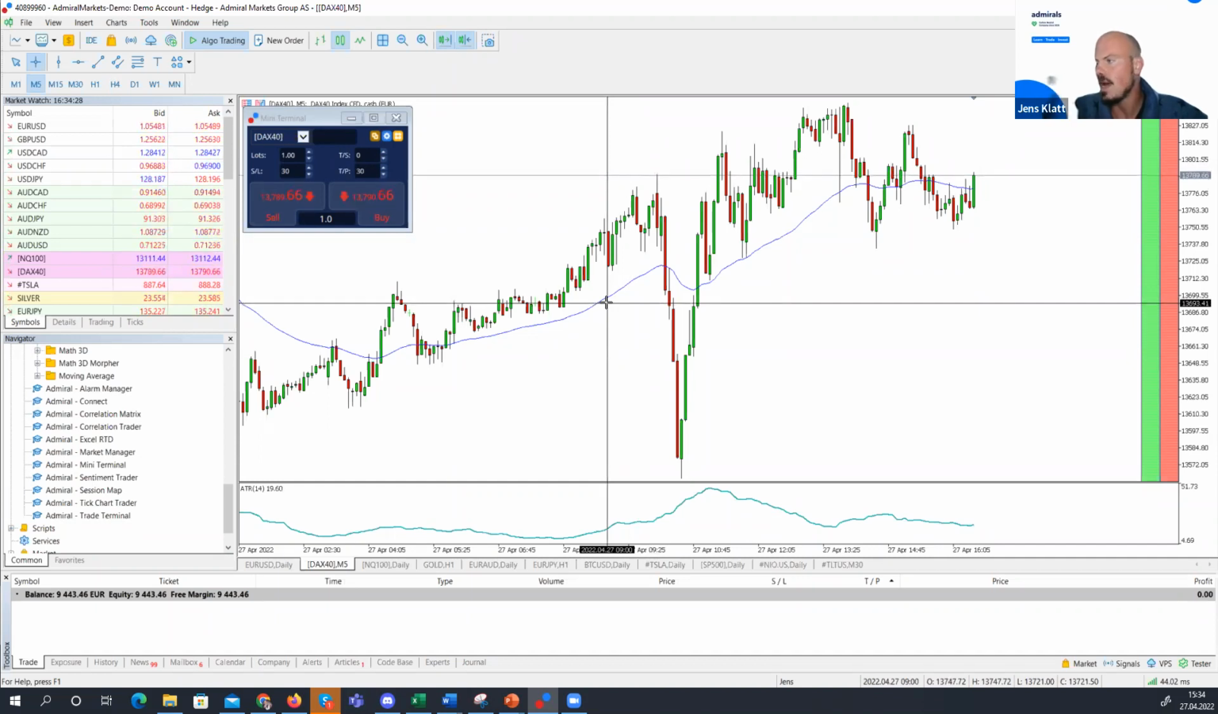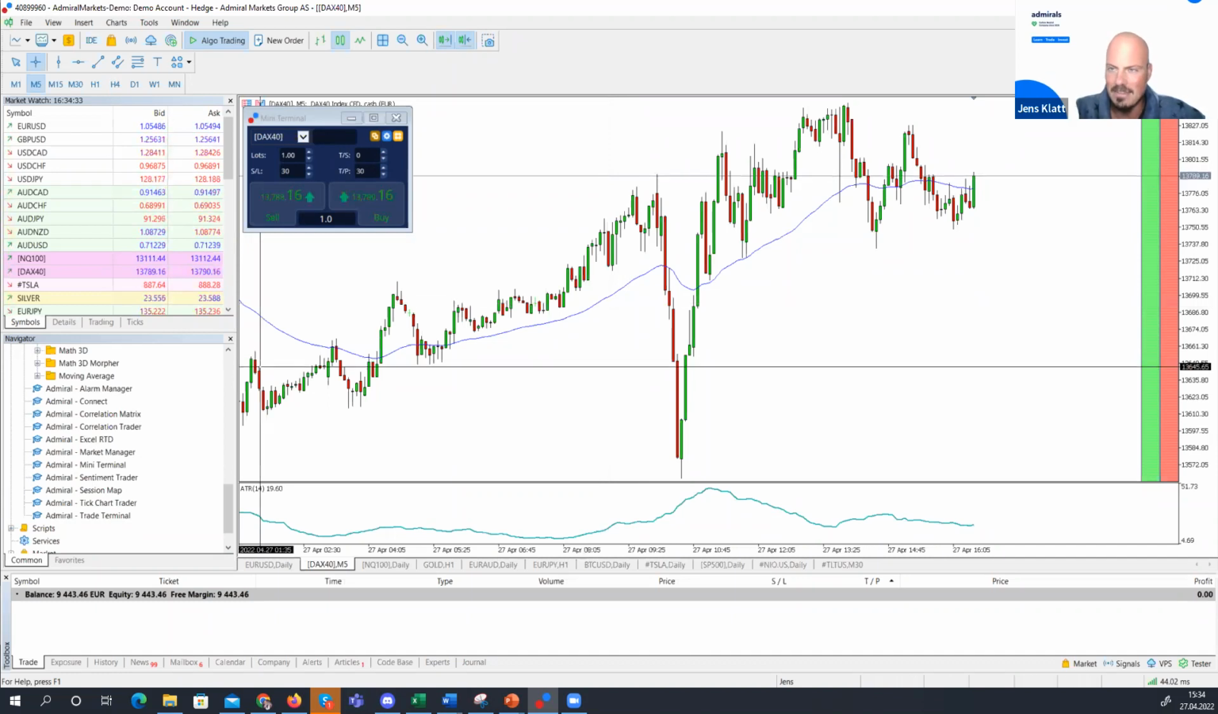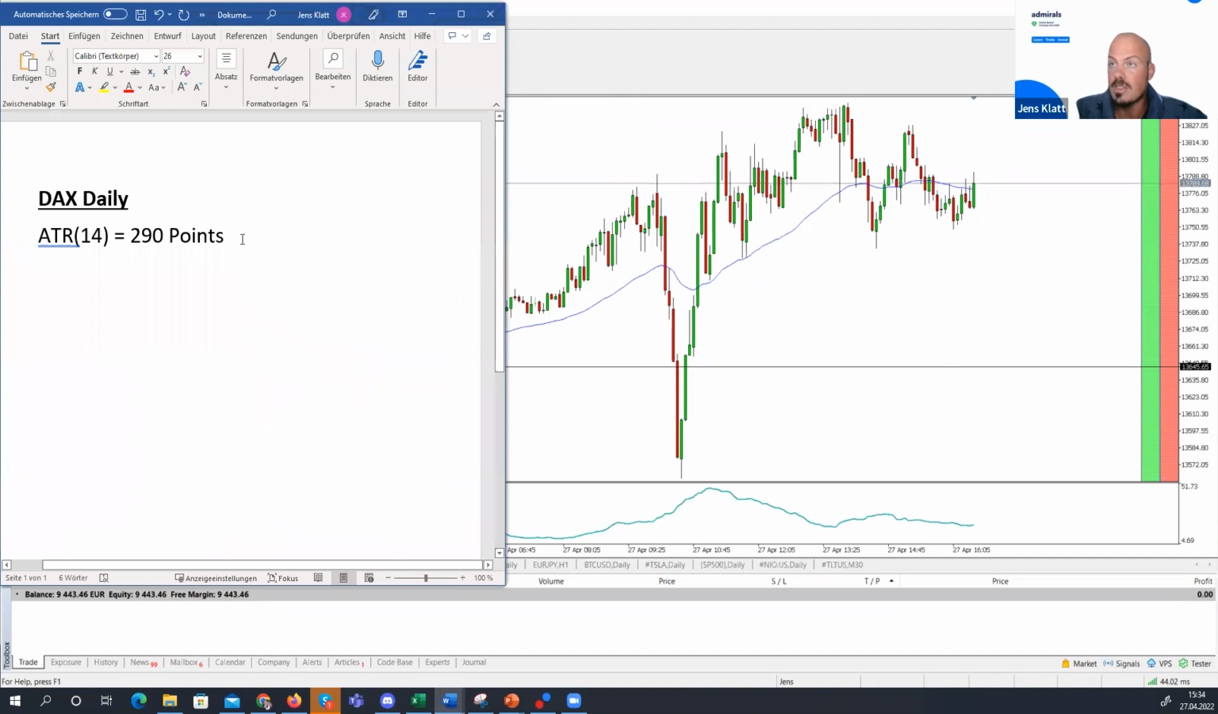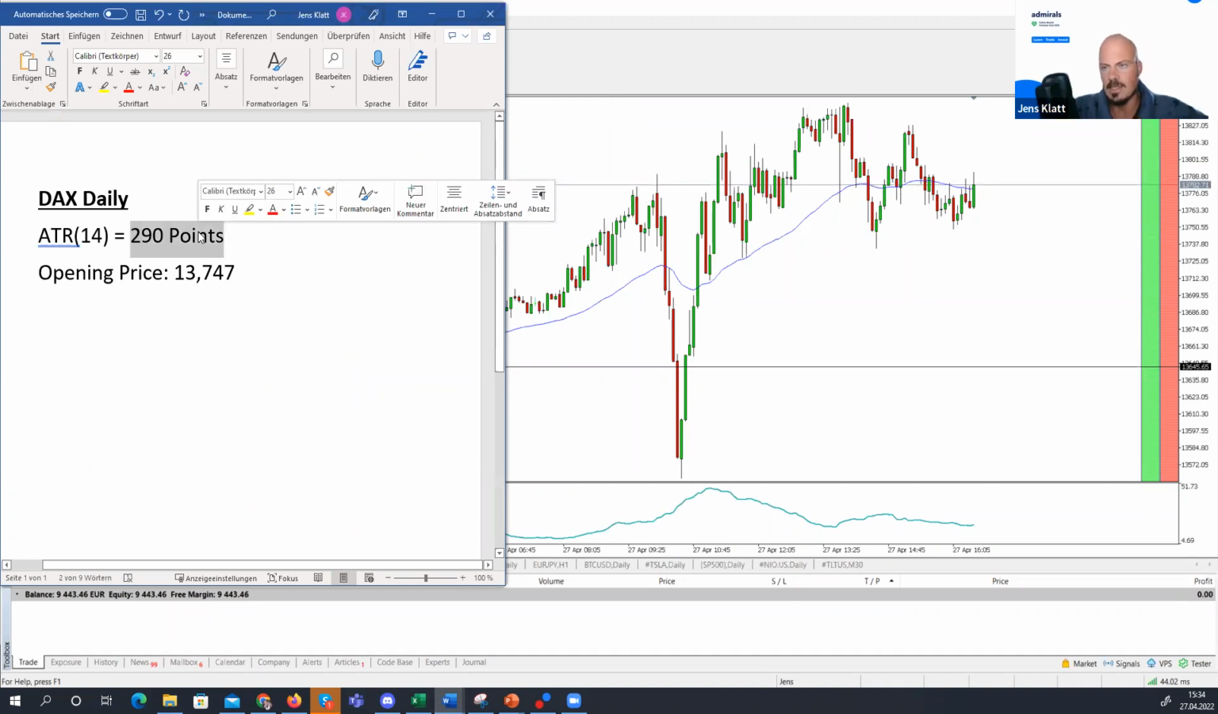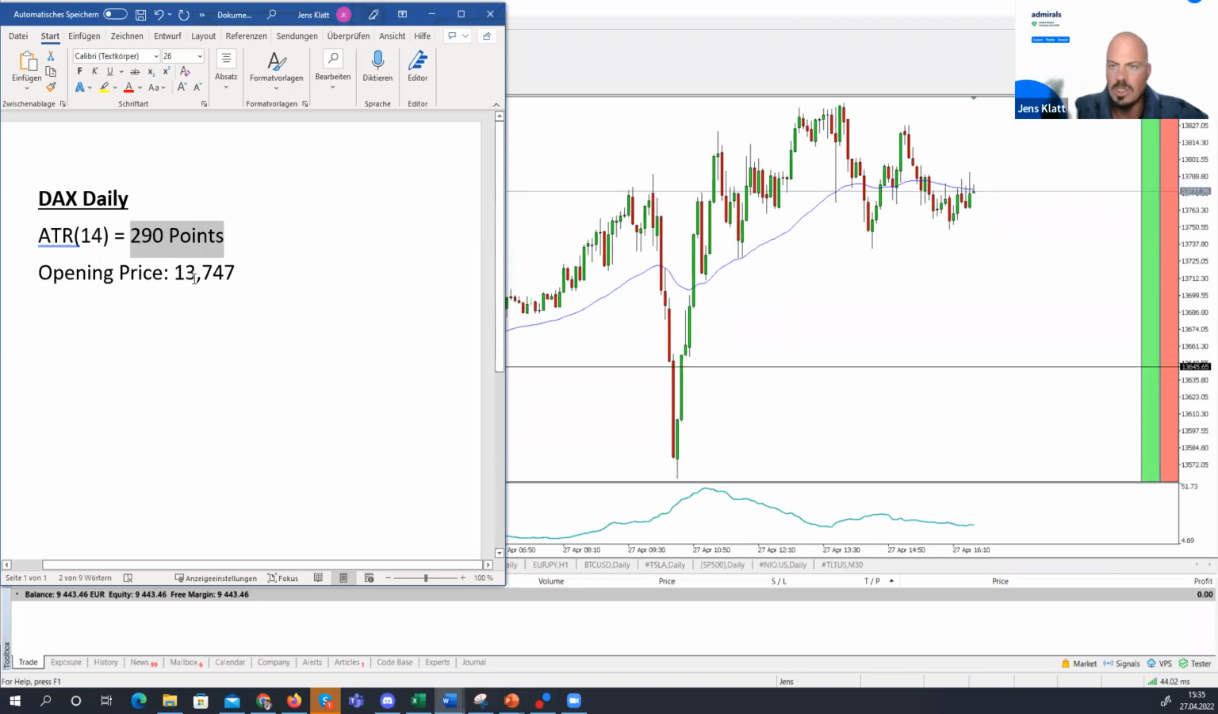Here we have the opening print at 13,070.47. That being said, it delivers the next point, opening price, 13,747. Then you can round this up and easily calculate up, respectively down. You give the market, to some extent, 300 points on the upside right from the opening price, but respectively 300 points on the downside. This is usually what you should expect.